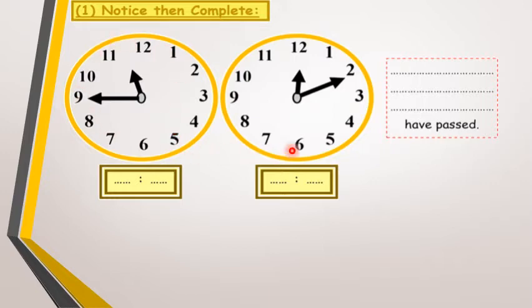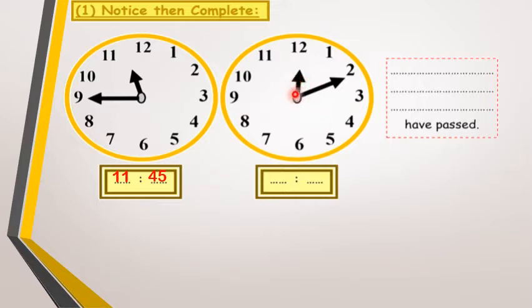So here I have a clock and I want to read this time from analog form to digital form. The short arm is for hours. It's between 11 and 12. It didn't reach 12, so it's still 11. And here the long arm for minutes is on 9. So 9 multiplied by 5 gives you 45, so it's 45 minutes.